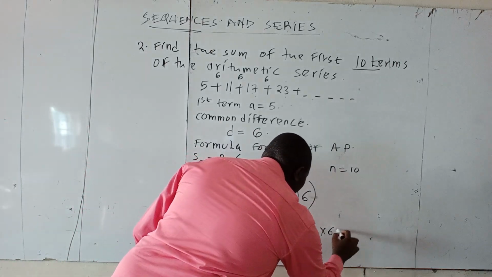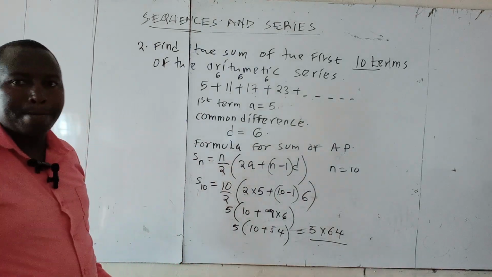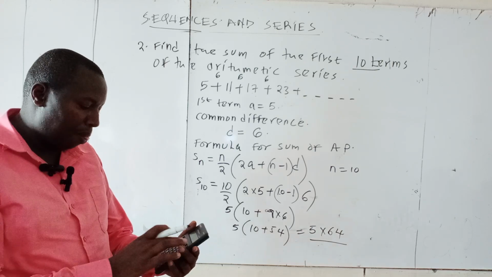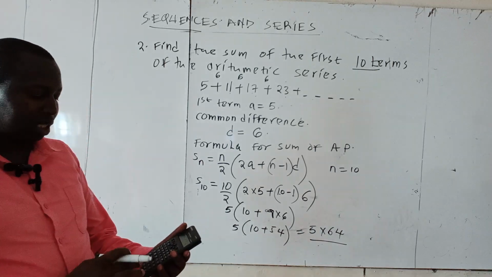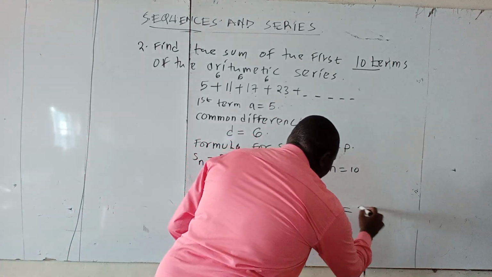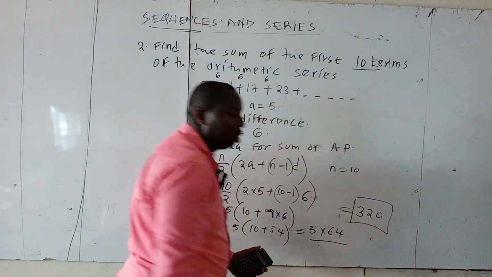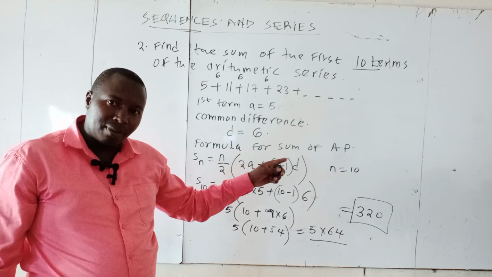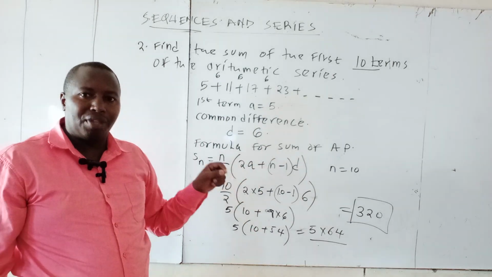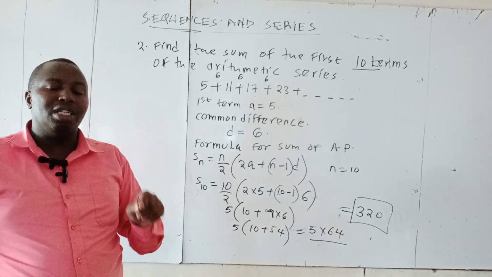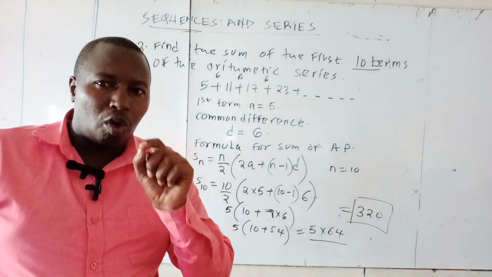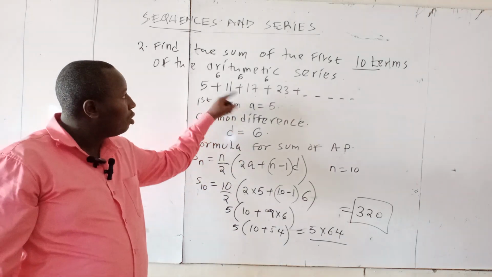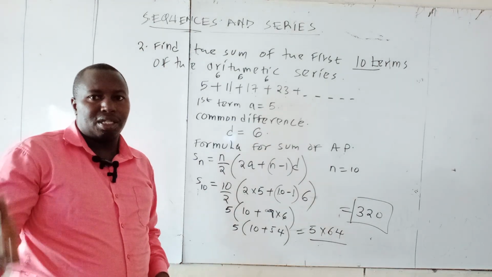So you write 5 times 64. 5 times 64 is 320. You get that the sum is equal to 320. And this is the sum of the first 10 terms of the arithmetic series. So in this case, you understand the formula of finding the sum of an arithmetic series. That is one method.